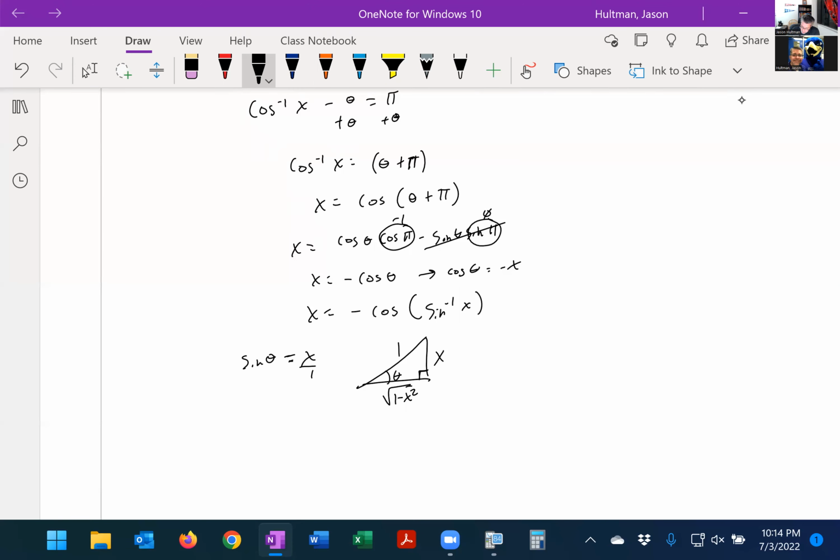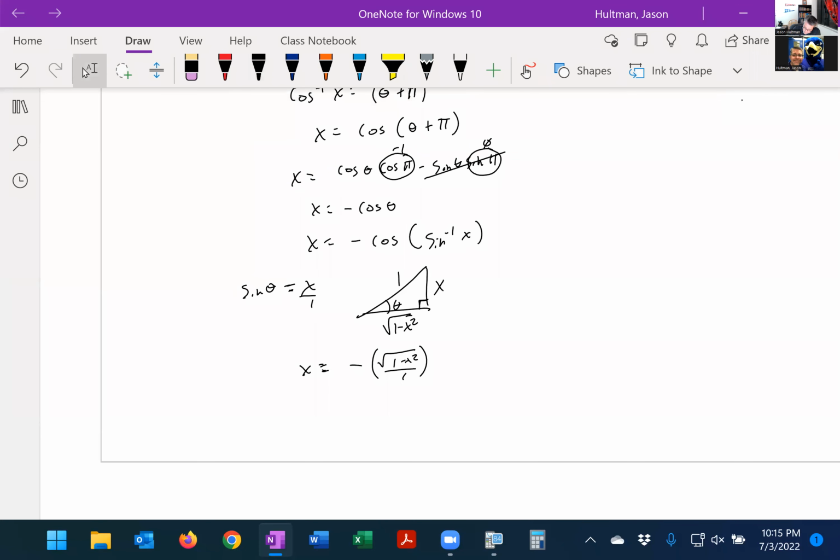So the cosine, so I'm not going to do that. We'll deal with that later. So the cosine is going to be what? The cosine is going to be the square root of 1 minus x squared. So x equals negative square root of 1 minus x squared all over 1.